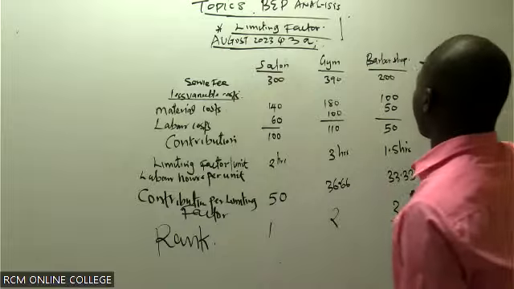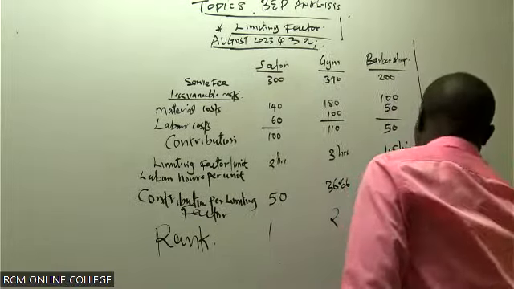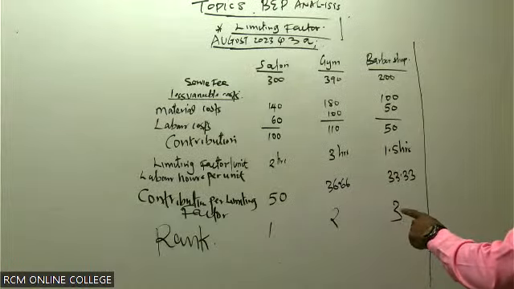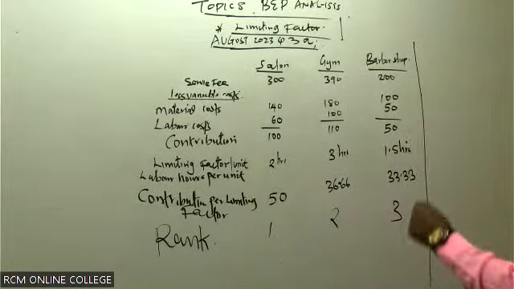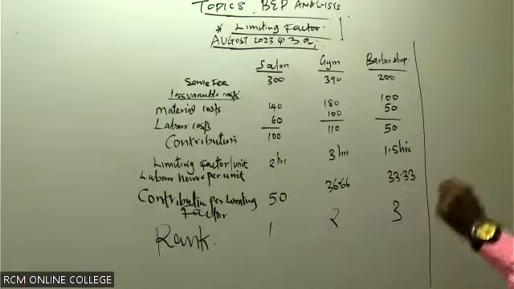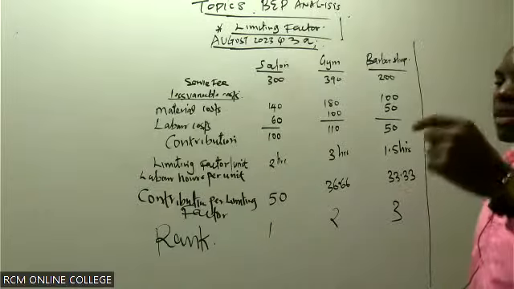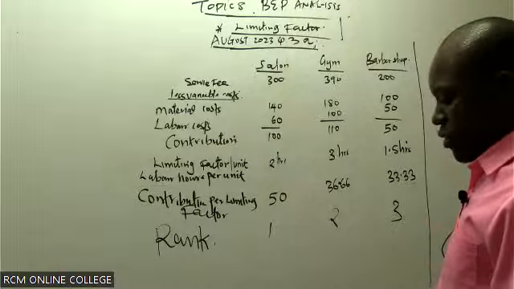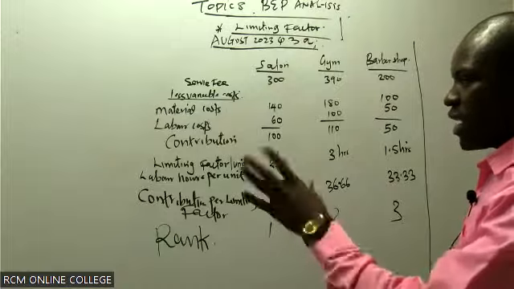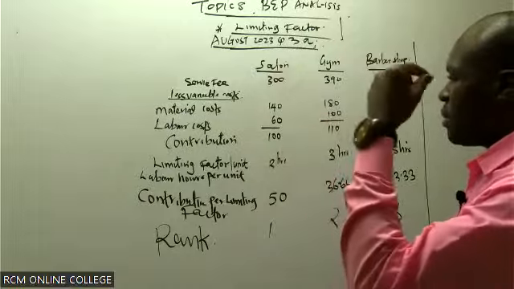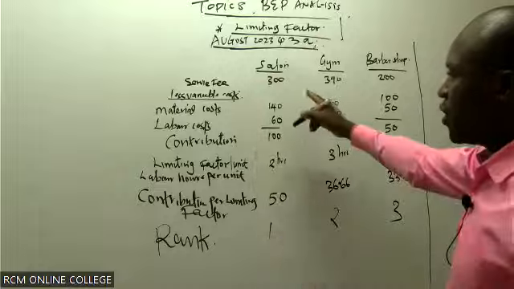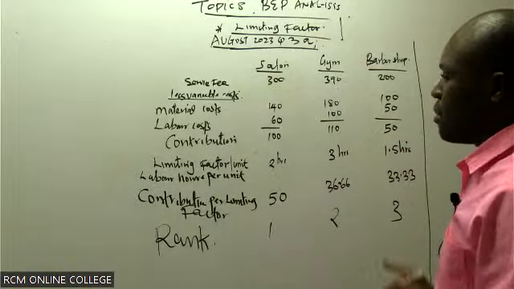Now, having done that, I've known number 1, number 2, number 3. Do we have somewhere where you are told the maximum demand by the market is this number of units or number of clients? There's somewhere you are told the maximum demand in the market. Saloon has got this, gym has got this, barbershop has got this.